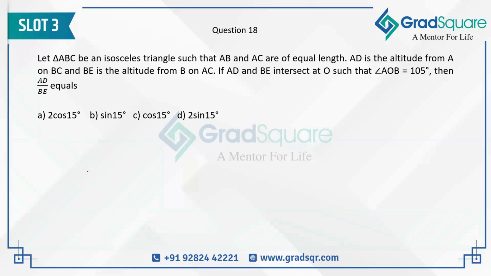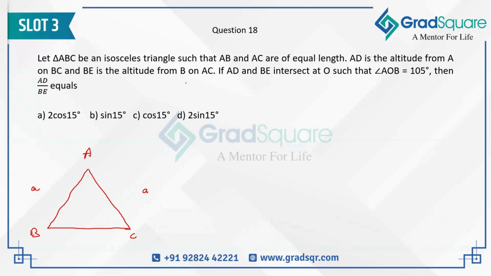Let the triangle ABC be an isosceles triangle such that AB and AC are of equal length. So if you look at ABC as a triangle, it is saying that it is an isosceles triangle with AB equals AC. So let me take AB over here and AC over here. This is an isosceles triangle.